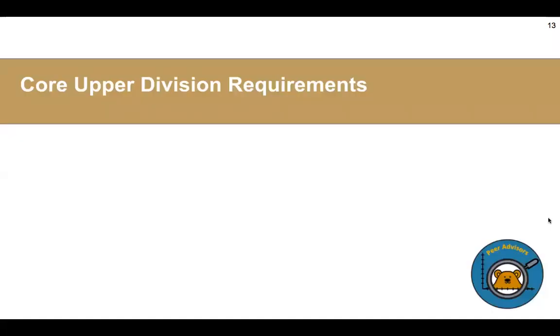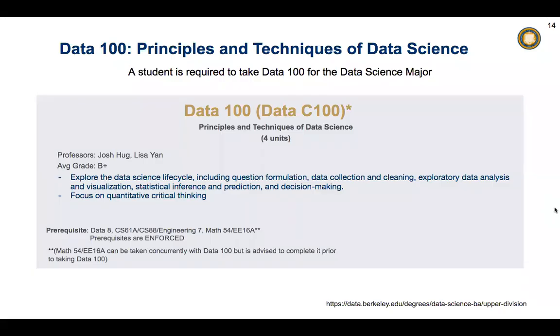Then you submit the online data science major application form and attach the above documents. We're going to talk about some core upper division requirements. The first one is Data 100, Principles and Techniques of Data Science. You have to take Data 100 for the data science major. There are no other alternatives so far. It's a 4-unit class, and next semester it will be taught by Professors Josh Hug and Lisa Yan. The average grade is a B+.